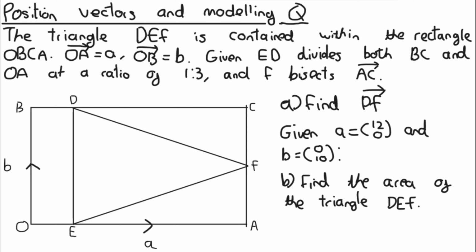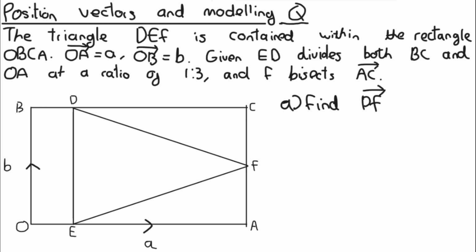So here's a question on position vectors and modelling. So pause the video, have a go, and I'll go through the answers in about 5 seconds. Okay, so for part A, it wants us to find DF, and there's a lot going on in this question, so just take it step by step and do the easy things first.